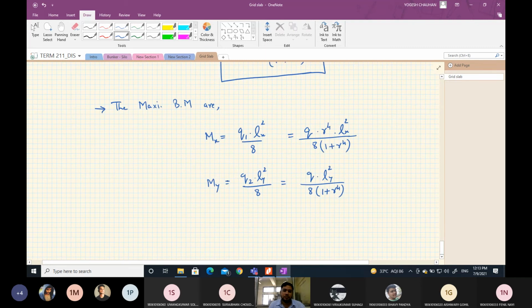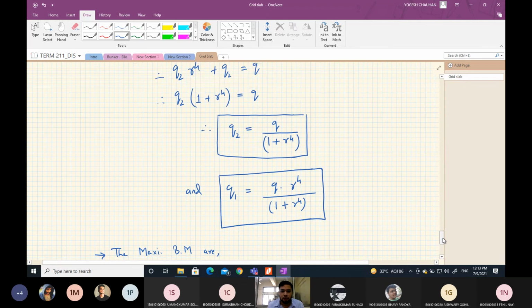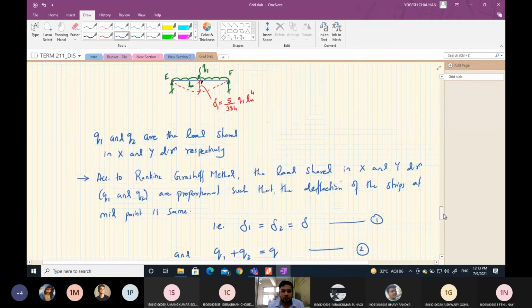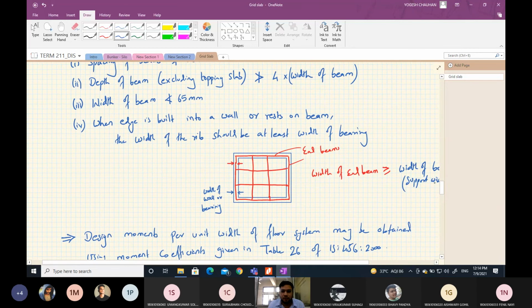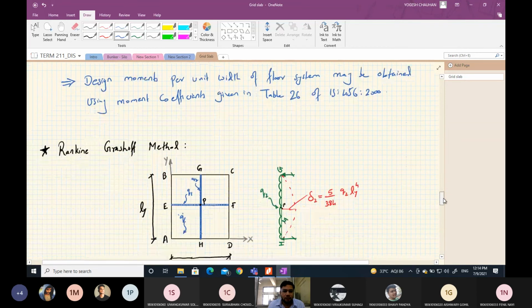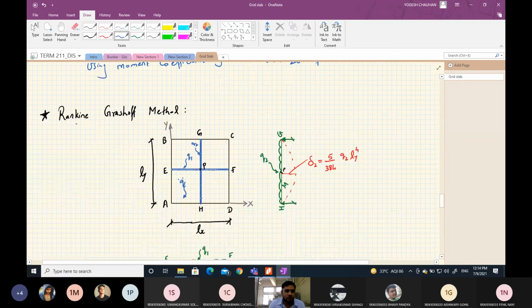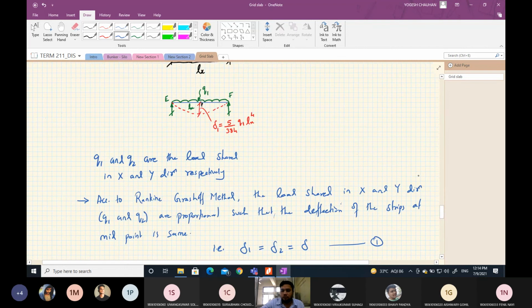Now once you have the moments in x and y direction, you can find the area of steel required to resist this moment. Okay, so with this we stop here, and in the next class we'll go through the examples related to both these methods, IS method, in which these conditions are satisfied. Then we'll use IS method, and we'll take another example which will be using Rankine-Grashof method. So if you have any doubt, we can discuss now.